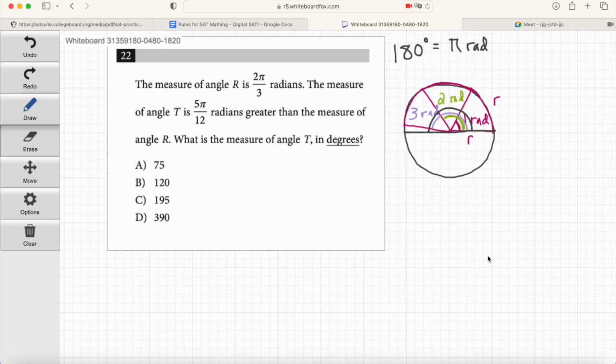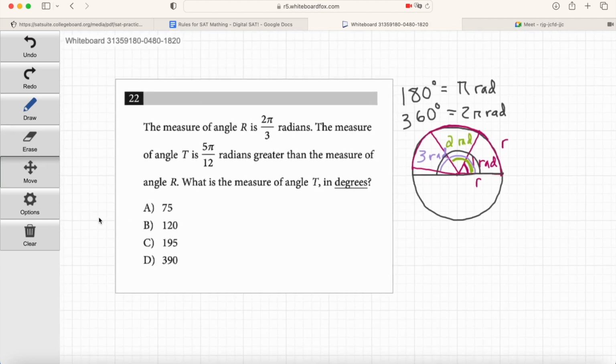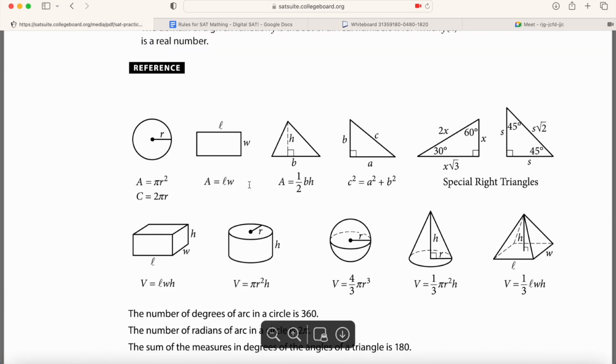Which also means that 360 degrees, the total number of degrees in a circle, is 2 pi radians. Does that make sense? I think they tell us this on the old SAT. I want to go to the digital SAT where they give us all the formulas. So let's go back to the beginning of Module 1.